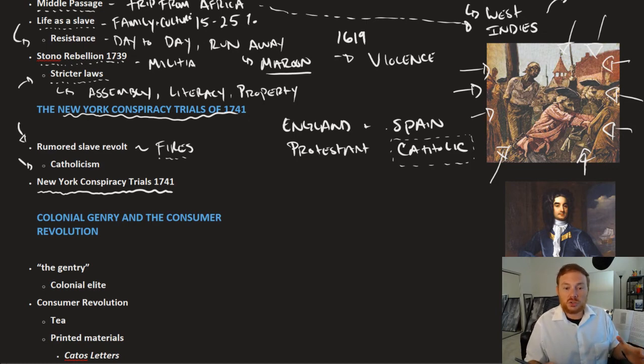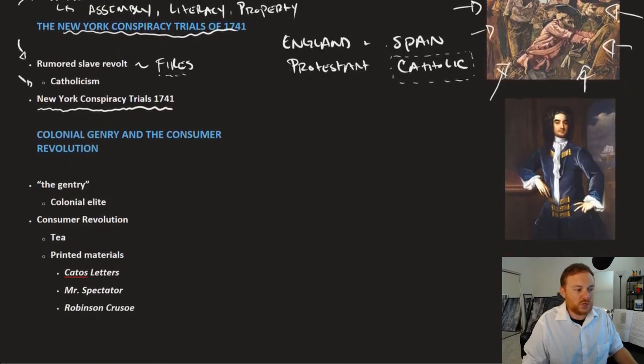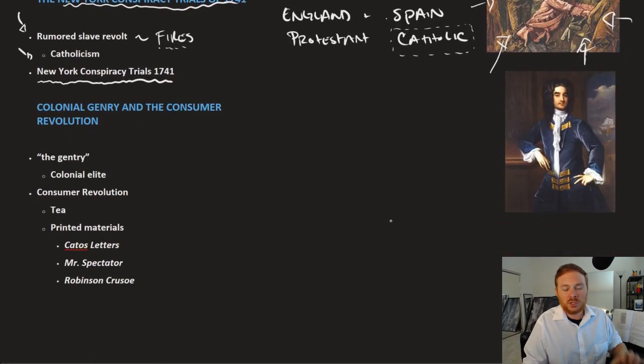But it does show you the amount of hysteria and paranoia that really plagued the minds and hearts of the free white population, whether it was in New York, South Carolina, or whatever colony we're talking about here. We'll talk more about slavery in a later chapter. One other thing to end this section here: the colonial gentry and the consumer revolution.